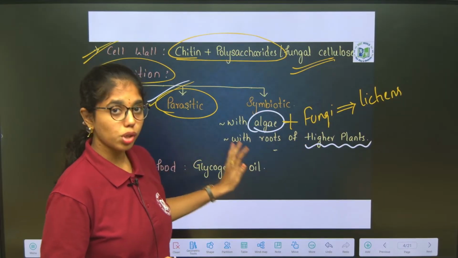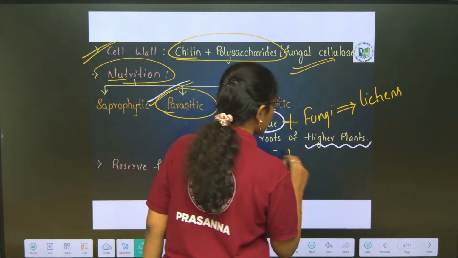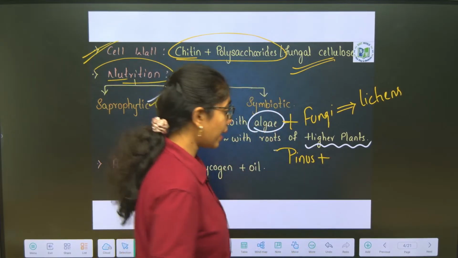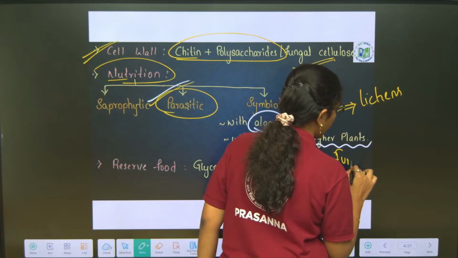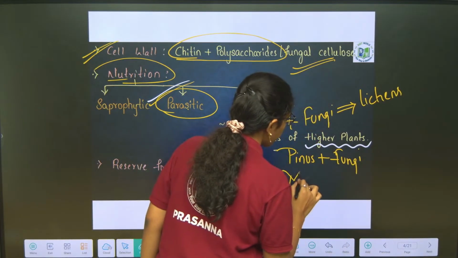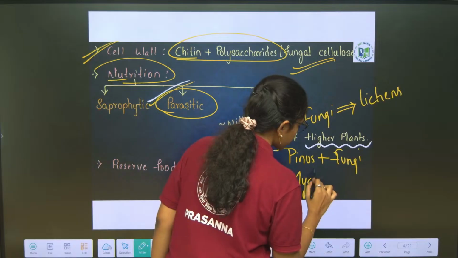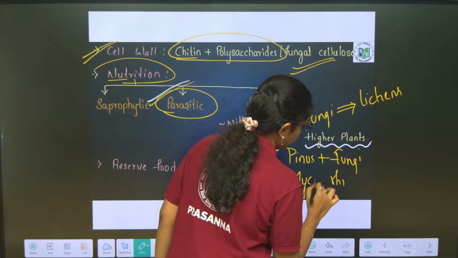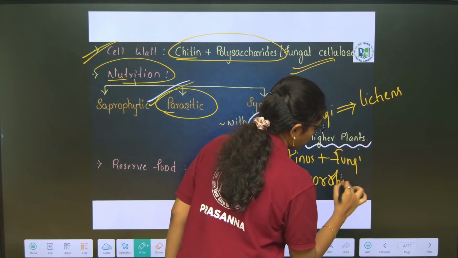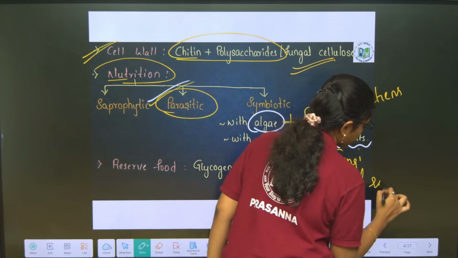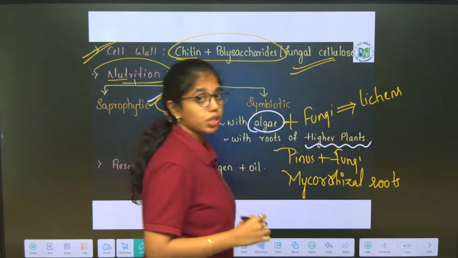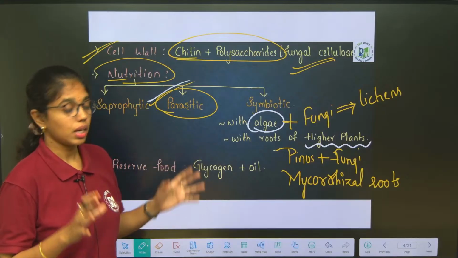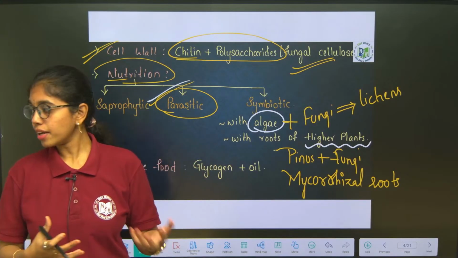Second is with roots of higher plants. Best example is Pinus. Pinus roots are associated with fungi, and you call it mycorrhizal roots, wherein fungal association with the roots of Pinus will increase its absorption capacity. They will absorb more water and nutrients.